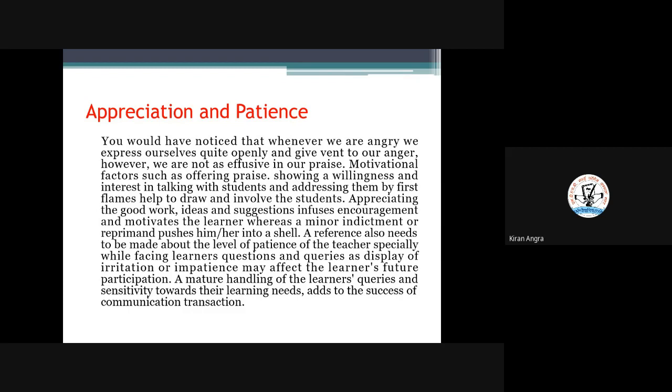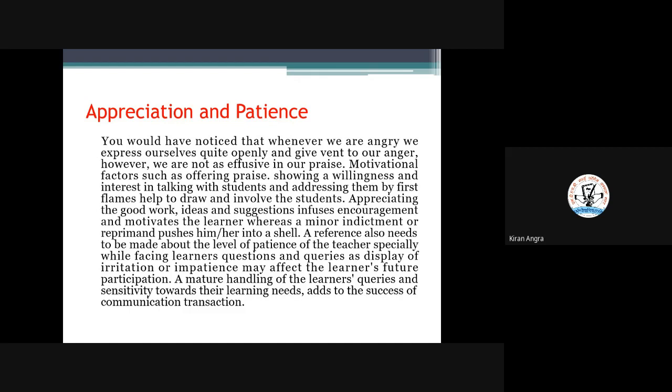When we are students, our teacher gives us some remarks like good or excellent. This is appreciation of our good work, our good ideas, our good suggestions. It infuses encouragement. It motivates the learner. While small reprimands and punishments really put the learner into a shell. They will not come out. They will go into the shell like a tortoise, like the different sea animals. They'll not come out.